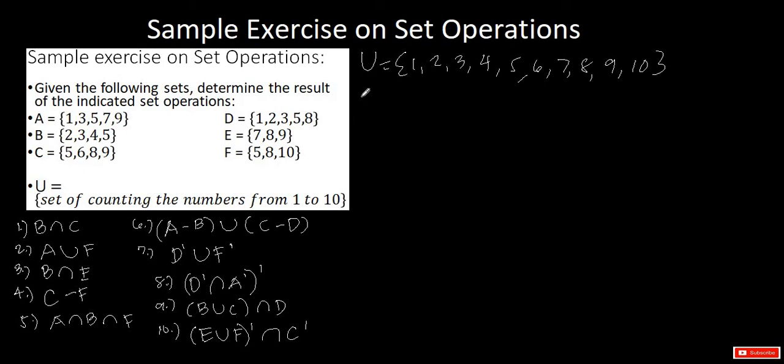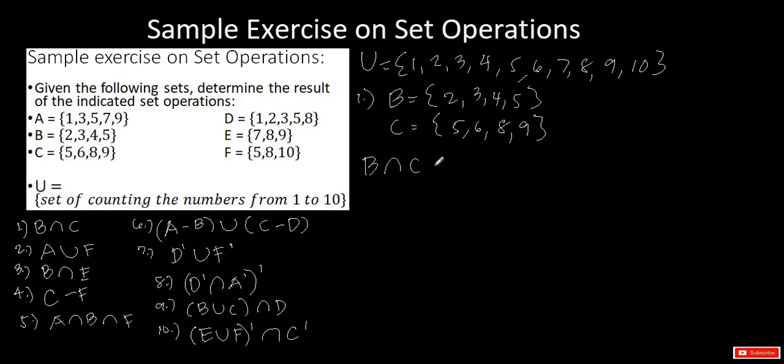Okay, so let's try number 1. The given problem is B intersection C. Let's list all the elements of set B first: 2, 3, 4, and 5. Set C contains the elements 5, 6, 8, and 9. Okay, number 1 is B intersection C. So in number 1, we are going to determine the common elements of set B and set C, or the elements that are both in B and in set C.